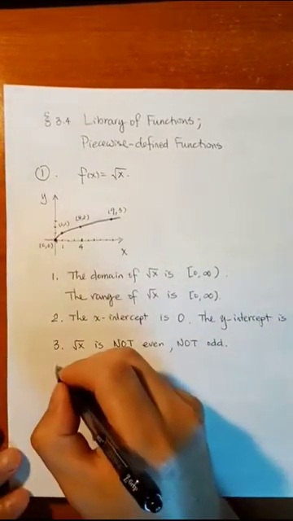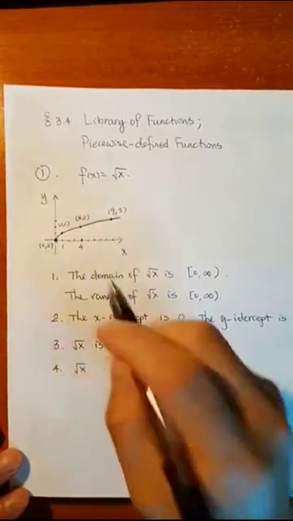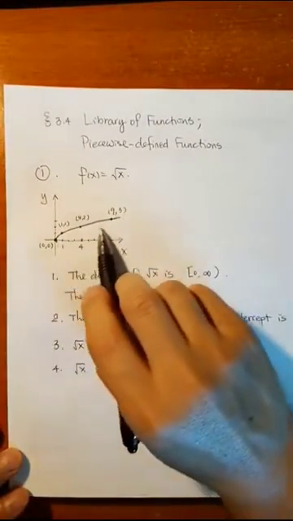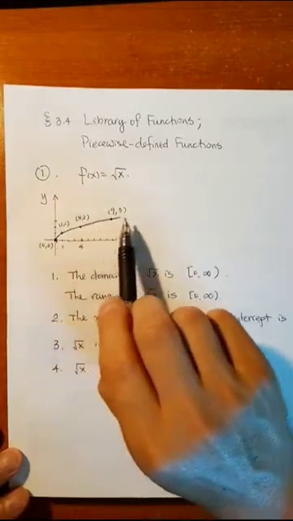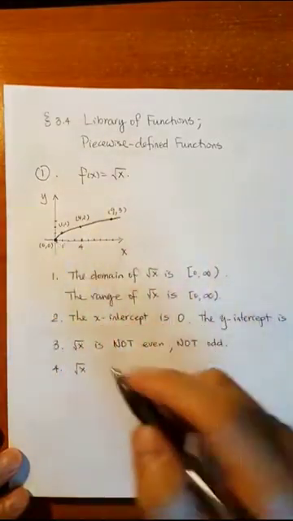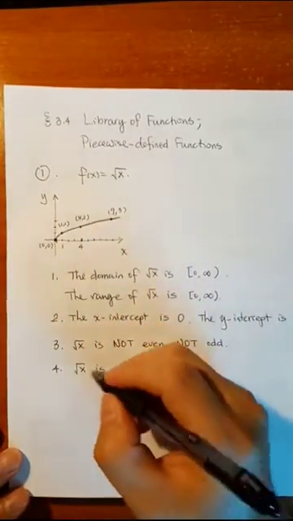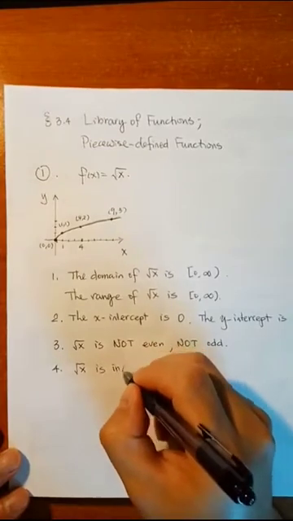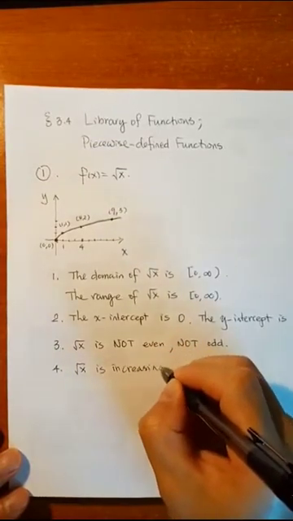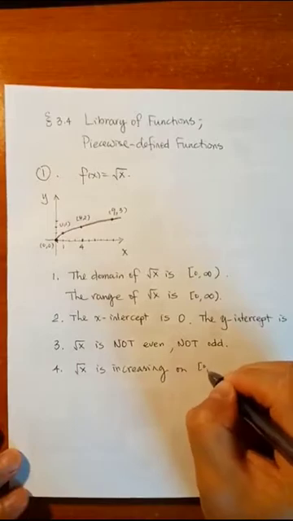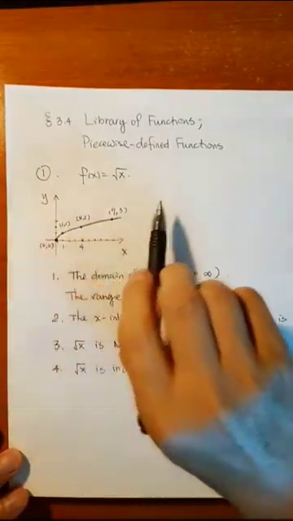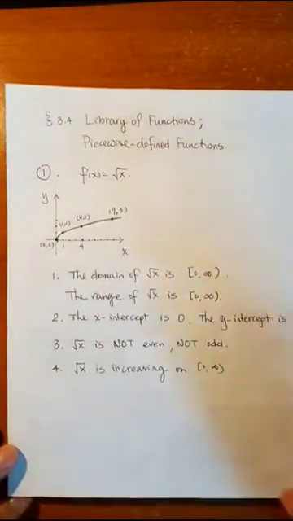Okay, and 4, square root of x. You see here, it's rising. The graph of the function is rising when I move from left to right. So square root of x is increasing on the domain 0, infinity. Increasing, it's rising. Decreasing, it's going down.